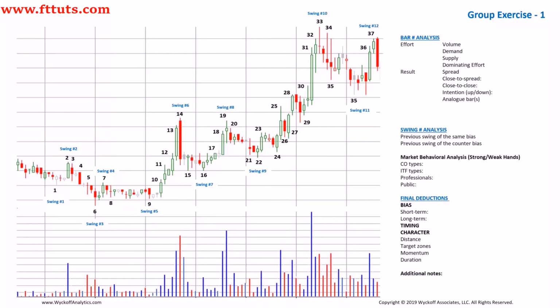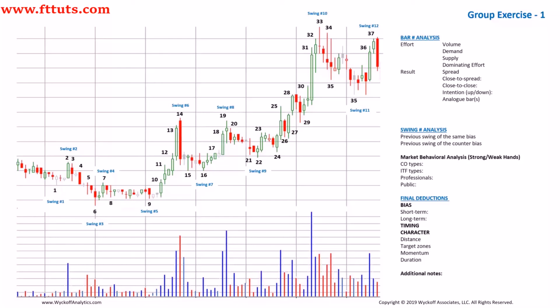I want you to look at this chart and analyze the first maybe 3 swings, and hopefully we'll be able to cover even more today in this 30 minutes. But if not, then let's just concentrate on swing number 1, swing number 2, and swing number 3. And secondly, I want you to say yes if you would like to volunteer and go with me through this analysis.